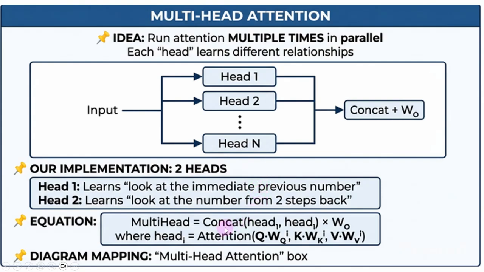After computing all heads, we concatenate their outputs and multiply by another weight matrix W_O to combine the information. In our code, we have 2 heads, each producing a 4-dimensional output, so the concatenated vector is 8-dimensional, matching our model dimension.